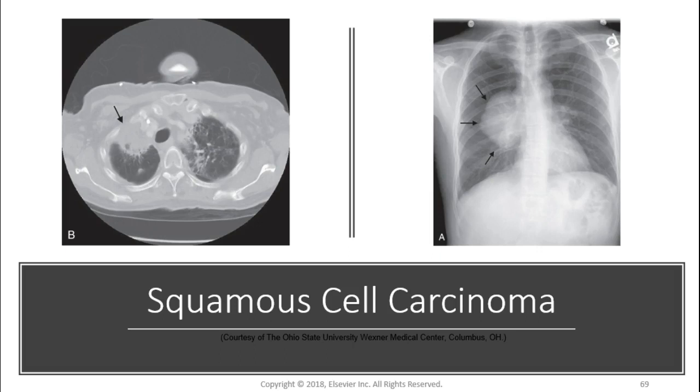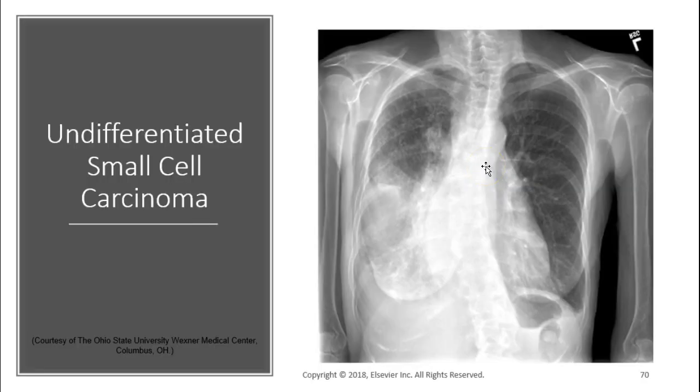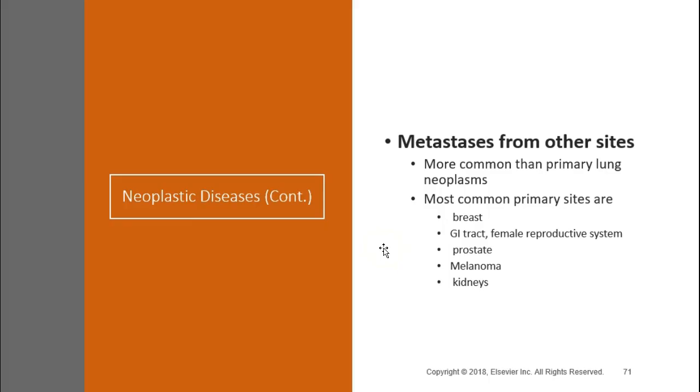Squamous cell carcinoma, this is what it looks like. The thing that I think is interesting is you can see the little fingers, the little hairs that are aggressively attacking and growing. And this is on a chest x-ray, what it looks like right there. Undifferentiated small cell, so all in here, small cell carcinoma.